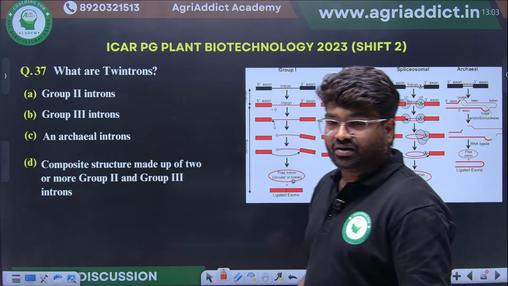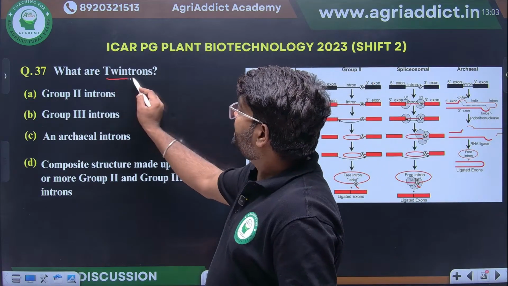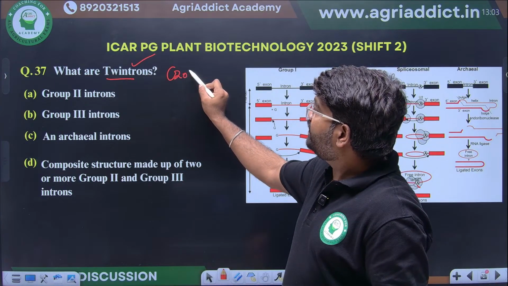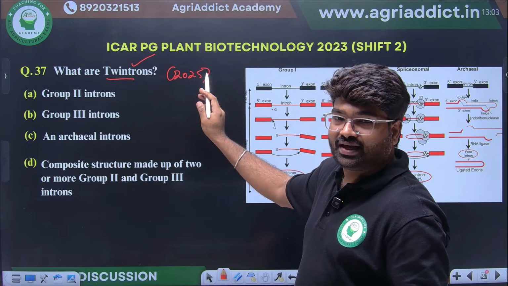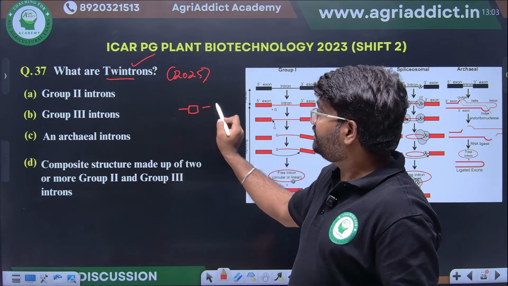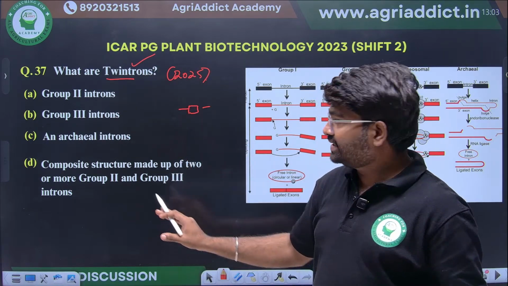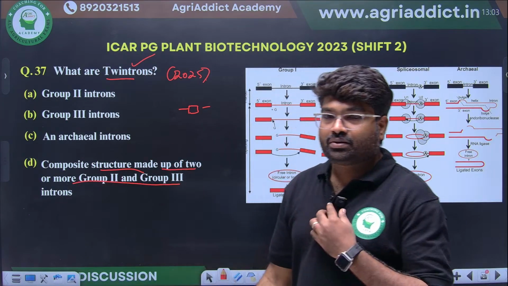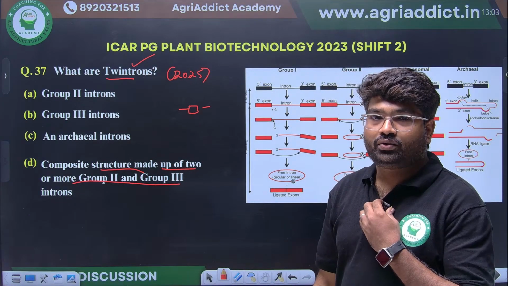What are twintrons? What is meant by twintrons? This they have asked in 2025 in a match the following question. Twintrons are introns present within other introns, a composite structure made up of two or more introns, group 2 and group 3 introns.